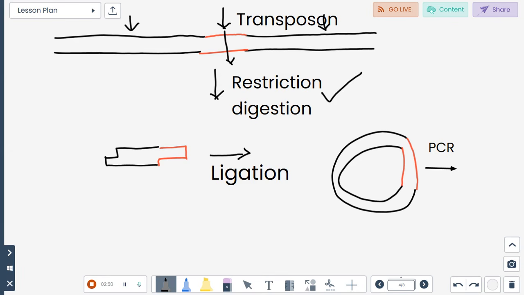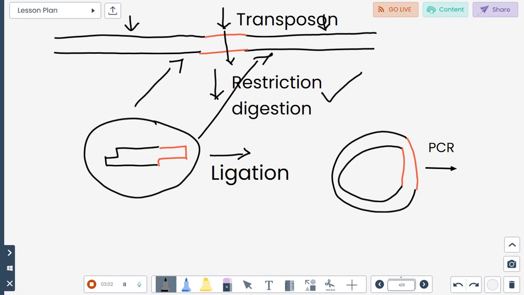If you do it, you will get a fragment like this for this region. Similarly, you will get a fragment for this region also. So you will be getting two different fragments, one on the right side of the transposon and another on the left side of the transposon.